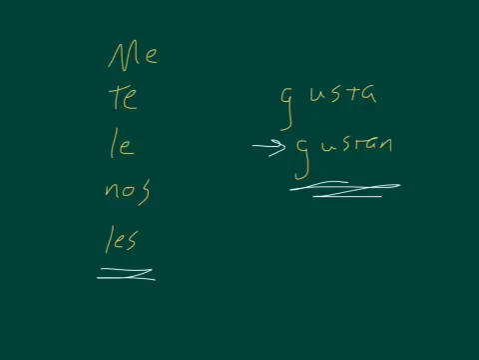If it's pleasing to me, it'd be me. If it's pleasing to you, it'd be te. If it's pleasing to him or her, or to you formal, it'd be le. Us would be nos. All of you, or them would be les. So if you said, I like cars, what's doing the pleasing? The cars are.